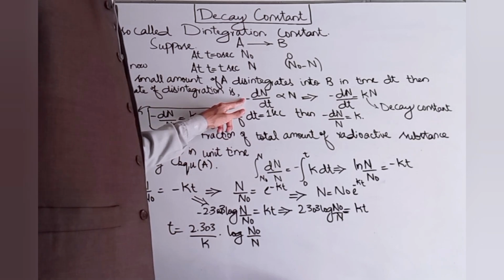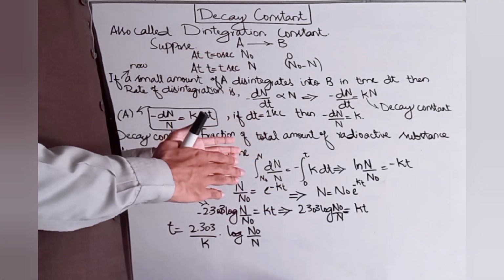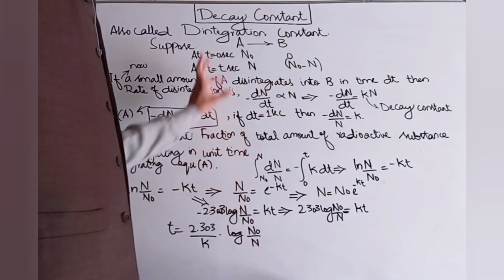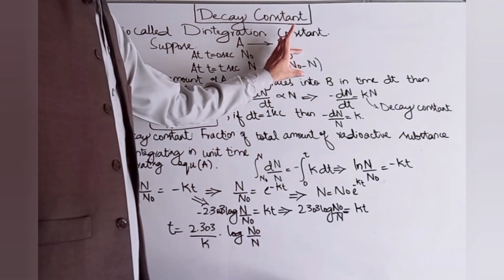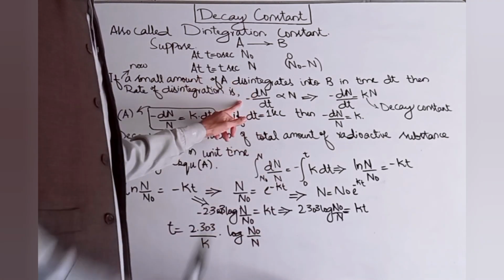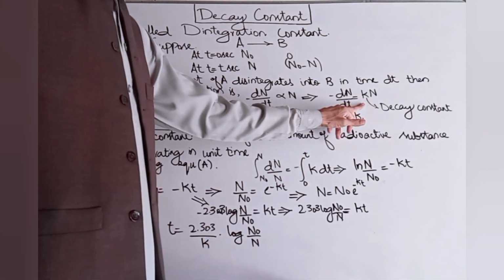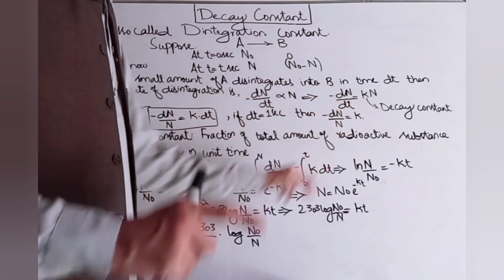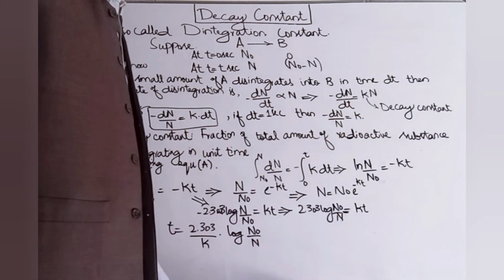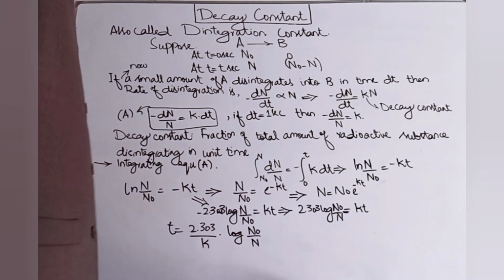Here the significance of the minus sign is that the number of atoms of A is decreasing, because these are continuously disintegrating into B. So we have put the minus sign in order to show the decrease in the number of atoms of A. Here k is a proportionality constant, and this k is basically known as the decay constant or the radioactive disintegration constant.